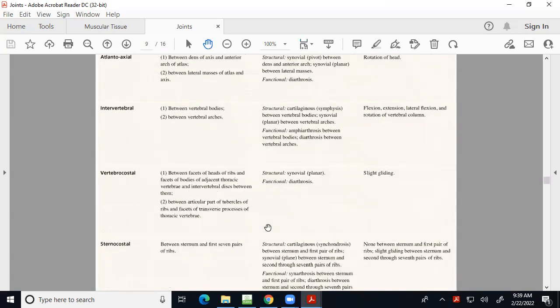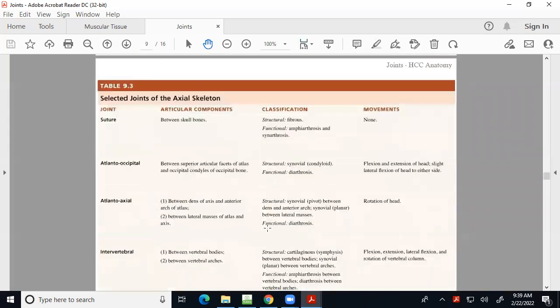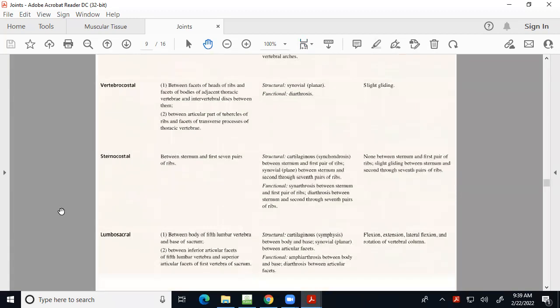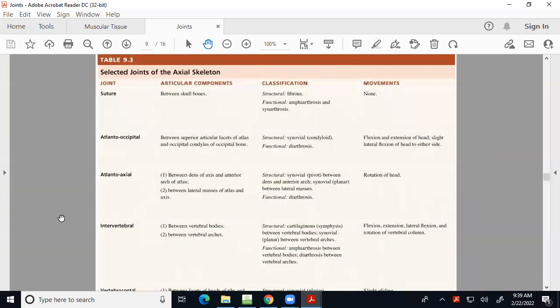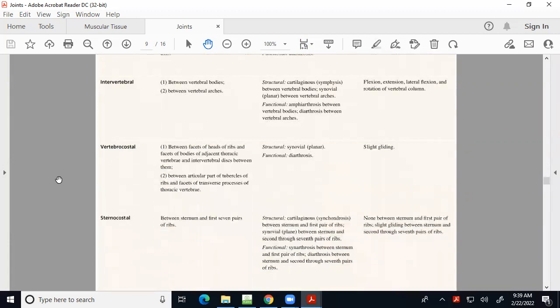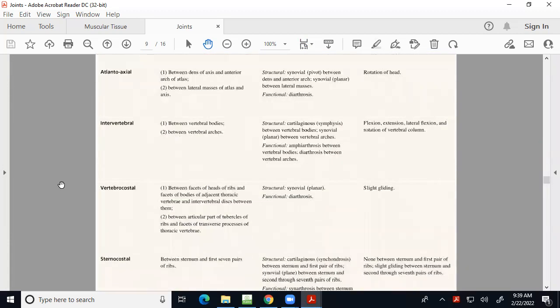Table 9.3 on this page, and then table 9.4 on the next page, gives you selected joints of, in this case, the axial skeleton, and on the next page, the appendicular skeleton, giving a little bit of information about each. We've talked about some of these, like sutures up in your skull, which are synarthrosis, permitting no movement, unless you're talking about in kids, which makes them amphiarthrosis joints. We just mentioned the atlantoaxial. Most of the rest of these you probably don't recognize.